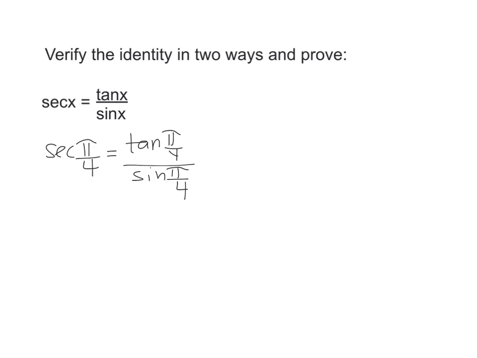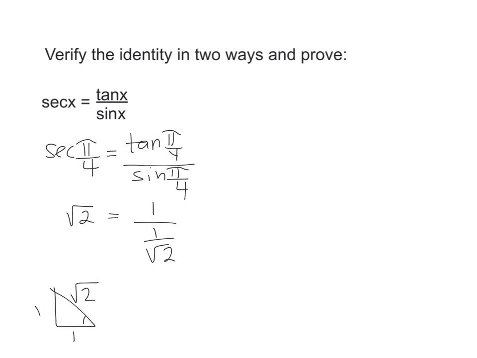So for pi over 4, I need that special triangle, 1, 1, root 2. And then actually calculate the secant of pi over 4. So here, secant is 1 over cosine. So root 2 over 1. Right? Cosine would be adjacent over hypotenuse, so secant is hypotenuse over adjacent. Root 2 over 1, or just root 2. The tangent of pi over 4, opposite over adjacent, is just 1. And the sine of pi over 4 is opposite over hypotenuse, so 1 over root 2.